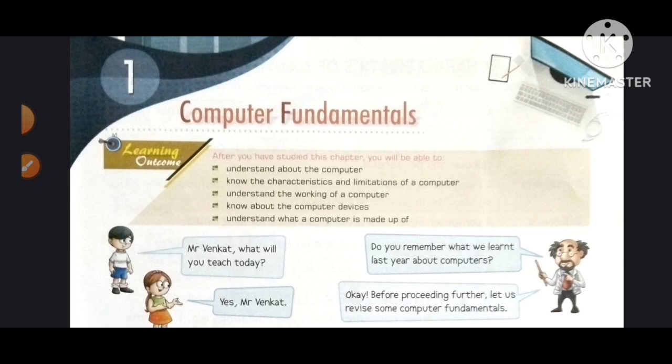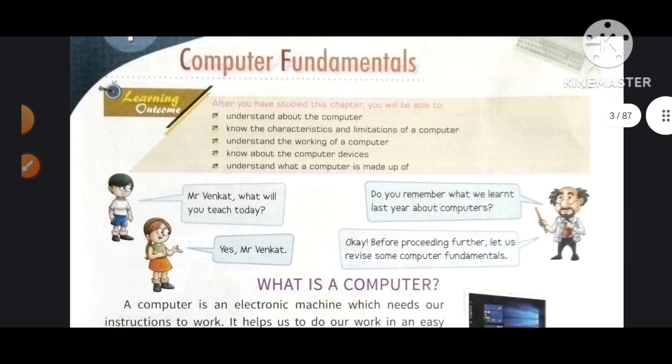Okay, so our chapter 1 is what? Chapter 1 is computer fundamentals. So do you know computer? What is computer? Have you heard about the computer? Computer is just like a TV. Have you watched TV at home? When we see a computer for the first time we can think it is a TV, but it is not a TV. It is just like a TV but not a TV.